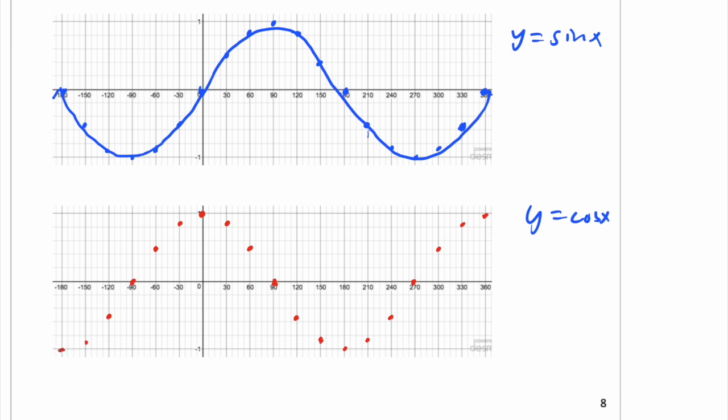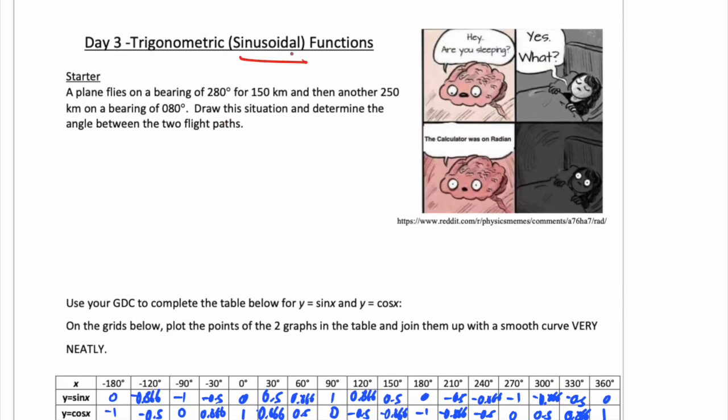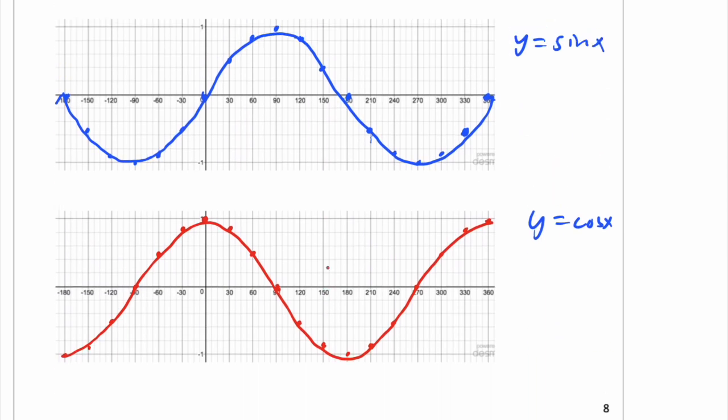Alright, so here is the graph of cosine. You'll see they're very similar. One is just shifted over 90 degrees, right? It's like the sine graph is shifted over 90 degrees. So they're both similar, and whenever we have a wave in real life, we could model it with sine or cosine, and they're both called sinusoidal. Sine x and cosine x are both sinusoidal functions.